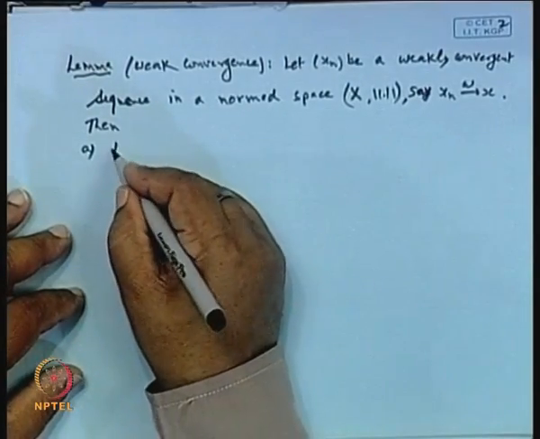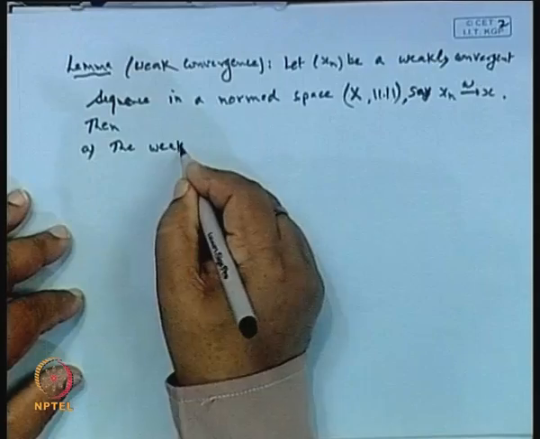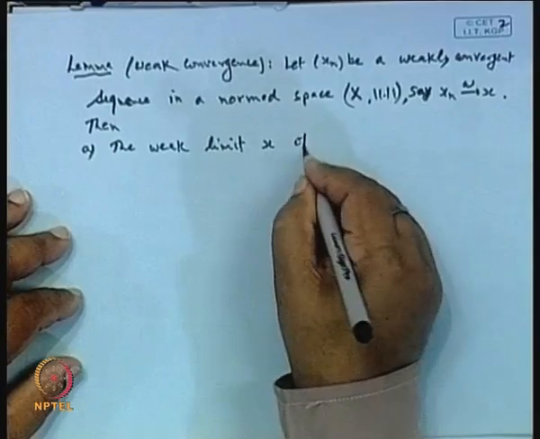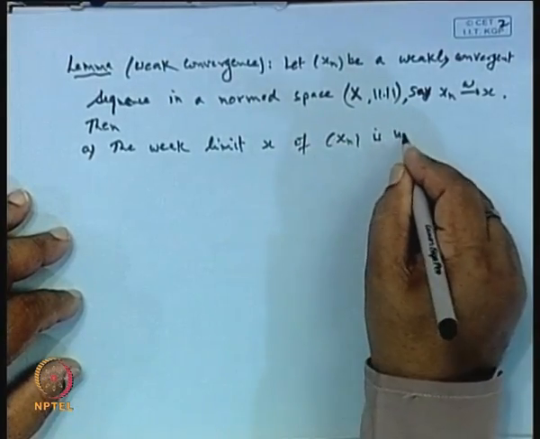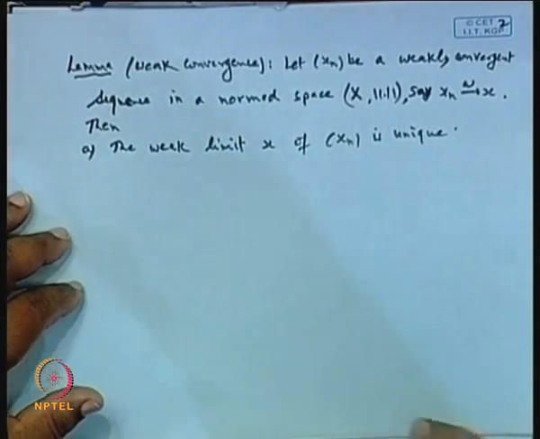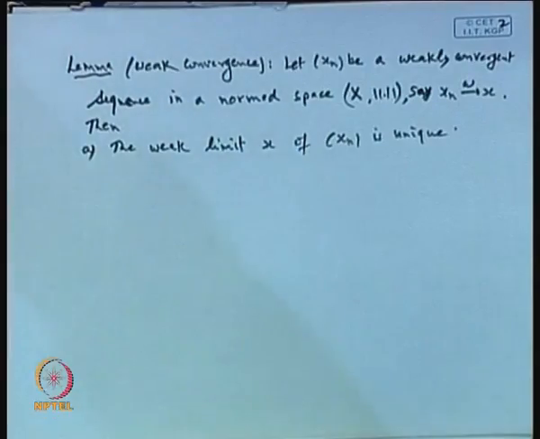First, the weak limit x of the sequence x n is unique. Just like in the case of ordinary convergence, if a sequence alpha n converges to alpha, then this limit alpha will be unique. We cannot take a sequence converging to two different limit points, otherwise we say the sequence does not converge. So, just like in a sequence of scalars, the limit is unique, similarly in the case of weak convergence the weak limit is unique.